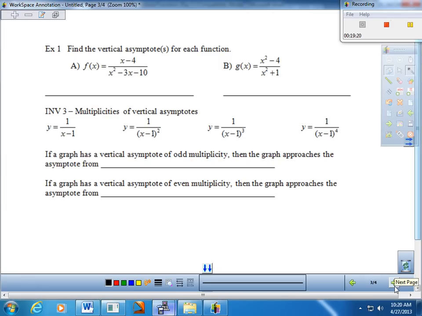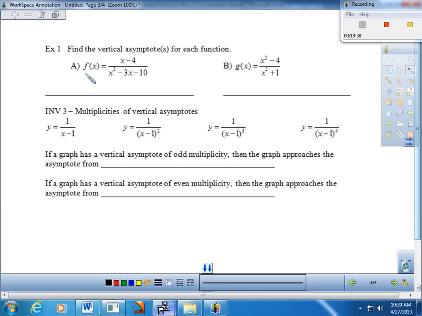Hey, it would be really great here if you could do example 1 by yourself. Just pause the video for a moment and get right into it. Just real quick, find the vertical asymptotes, singular or plural, for each function. Well, let's see how you did here.